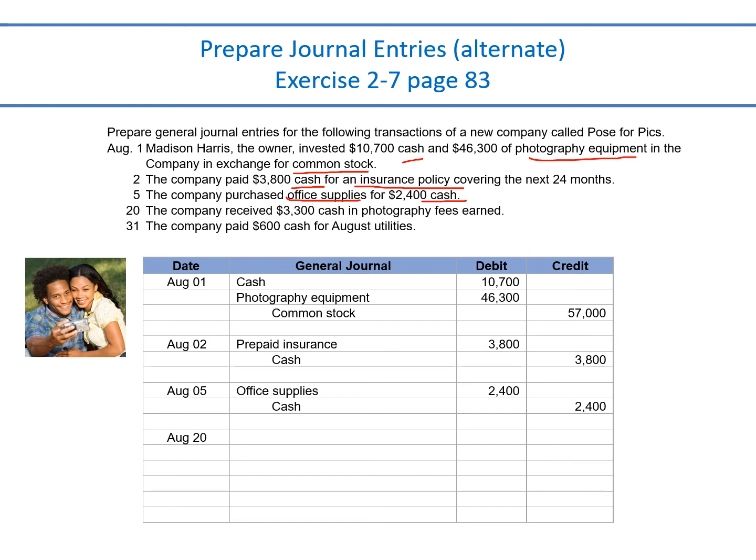So when the company receives that cash, our cash balance is going up, right? And then they're earning revenue or performing services. So they have photography fee revenue. Revenue is an equity account that is increased with a credit.